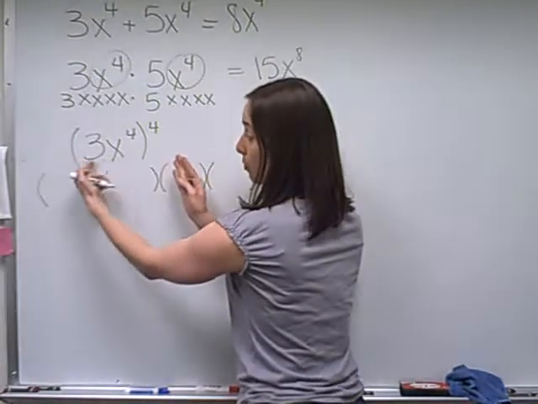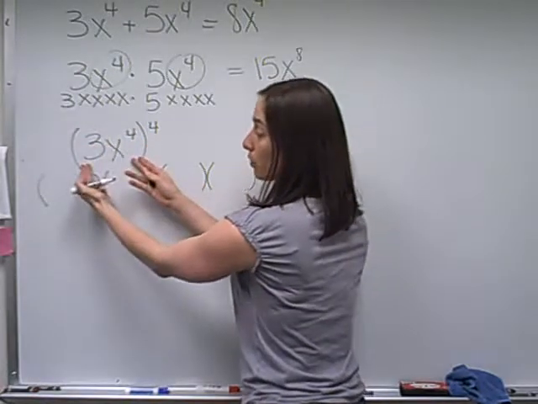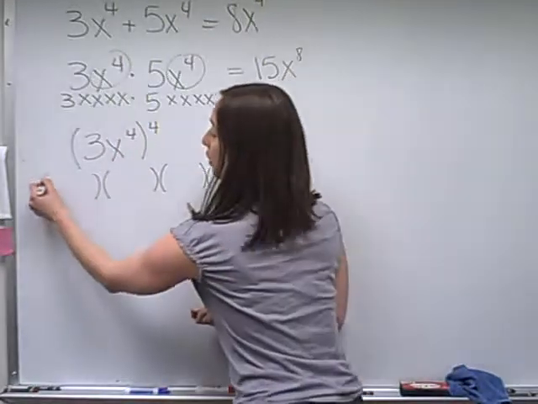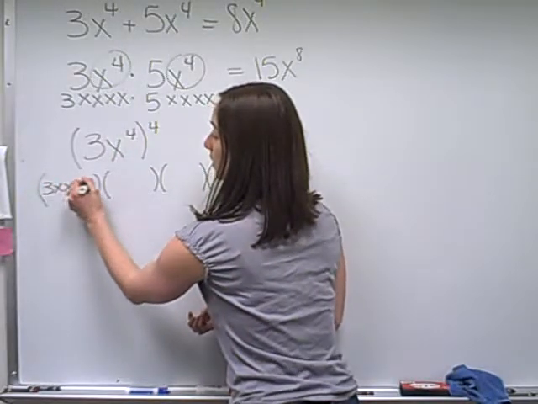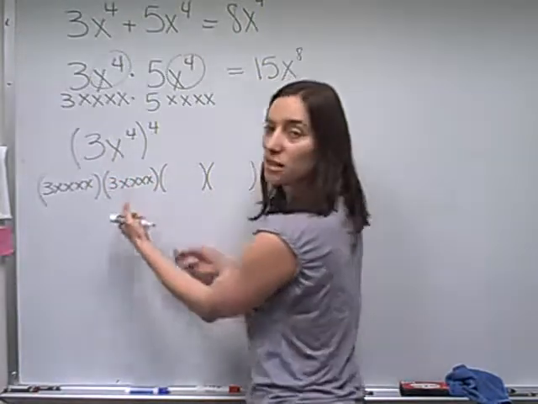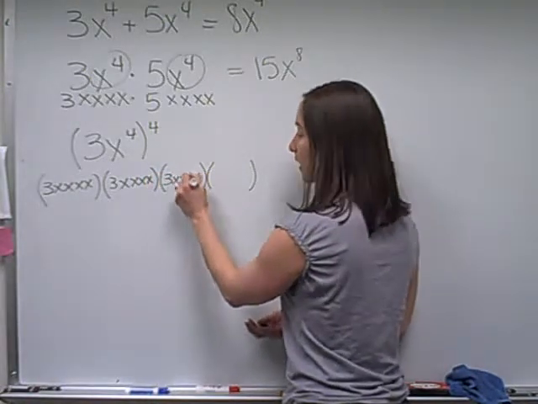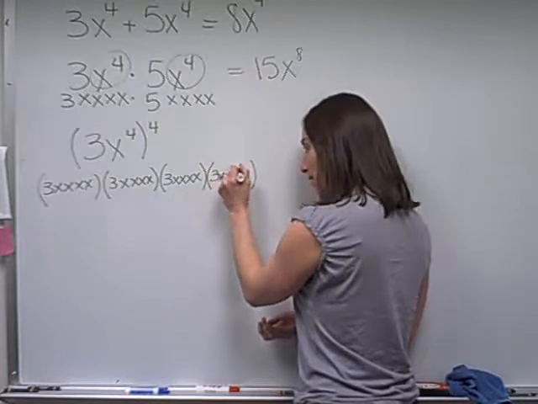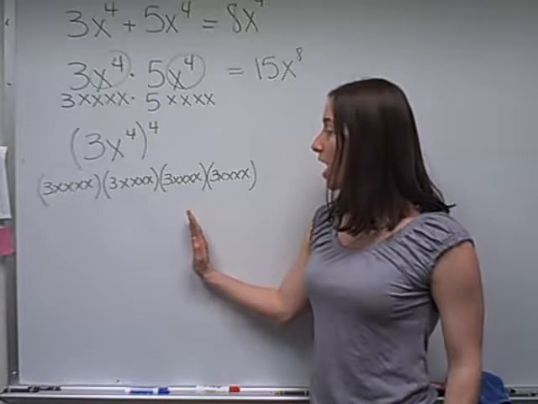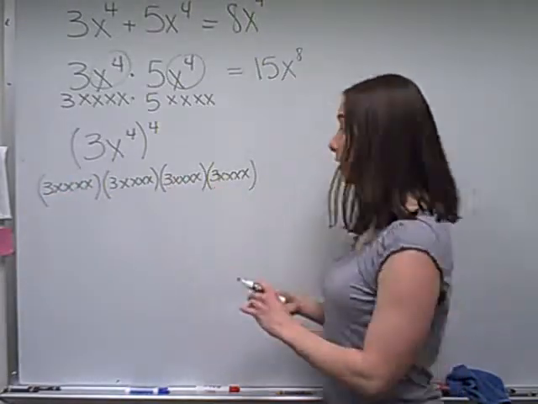I would have the monomial that's inside the parentheses written out 4 times. And that monomial is 3x to the fourth. So expanding that, I would get 3 times x times x times x times x times 3 times x times x times x times x. This is just 3x to the fourth, expanded out, times 3 times x times x times x times x times 3 times x times x times x times x. So it's one big multiplication problem again, and I can see that 3 times 3 times 3 times 3 is 81.